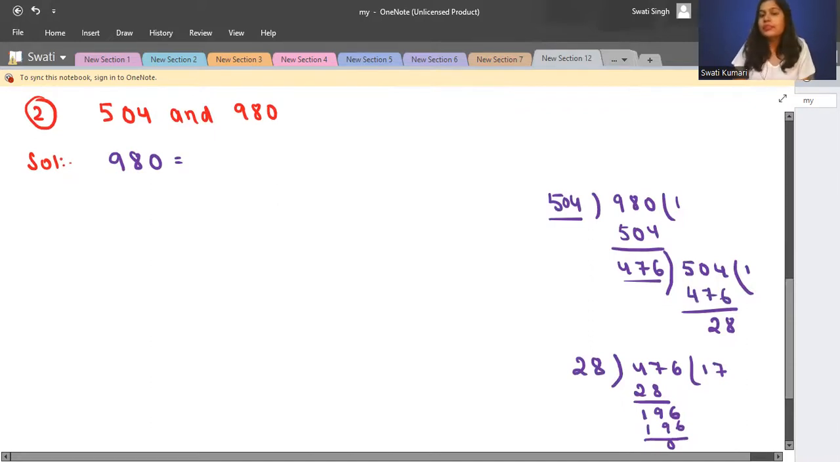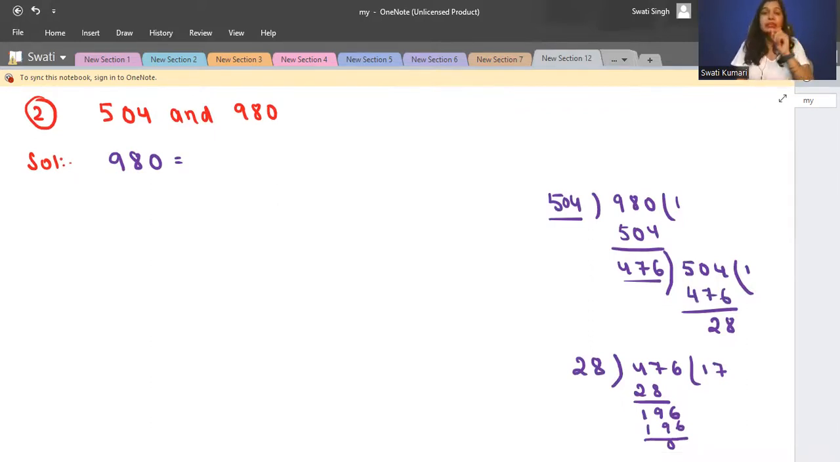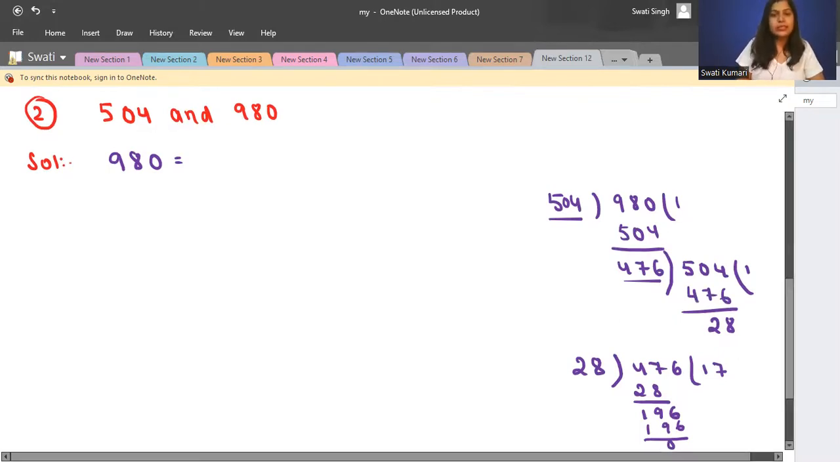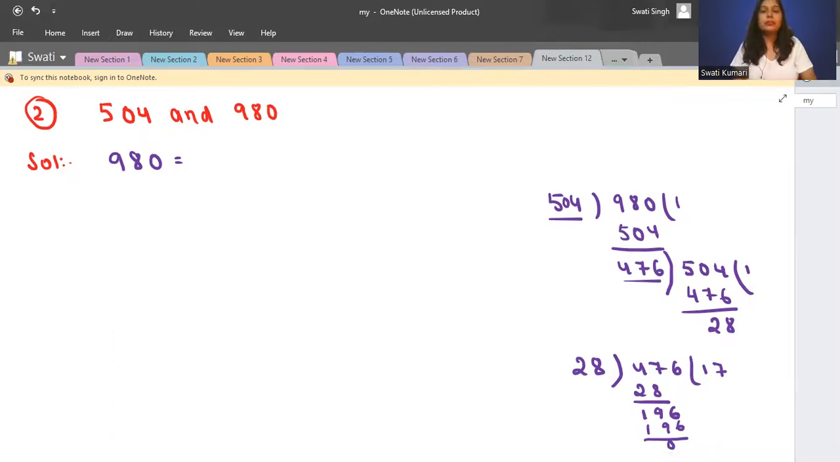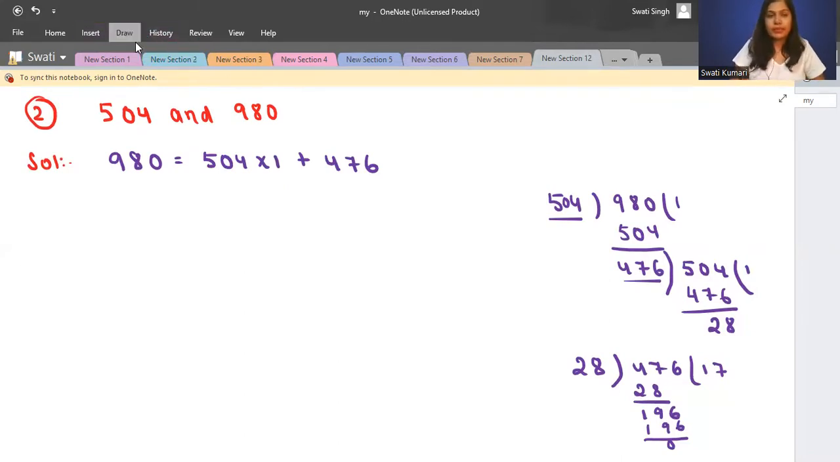But whatever division we have done here, we have to write down in each step. So let us write down the first step. So 980, as you can see, 980 is the dividend. We have to write down divisor into quotient plus remainder. So divisor is 504. Quotient is 1 and remainder is 476. Correct? Now, here we did not get the HCF. Why? Because remainder is a non-zero number, which is 476. So that is why we will move ahead.